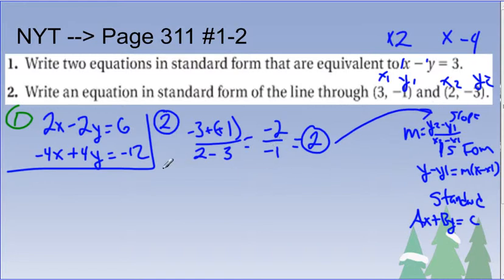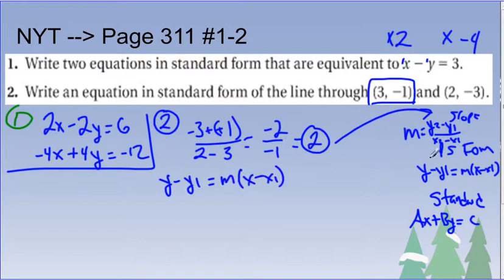Now, we need to write this equation in point-slope form. So using our slope and using one of our points, both points are kind of ugly, so it really doesn't matter which one I use. I'm going to pick that one, just because. No other reason. It's just there. So we're going to take y minus y1 equals m(x minus x1). That's point slope form. So y minus the y value equals m, the slope, times x minus the x value.